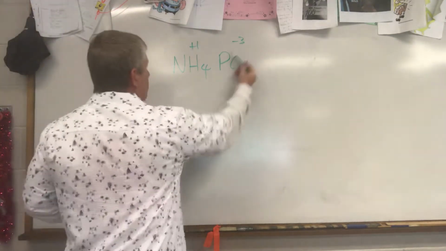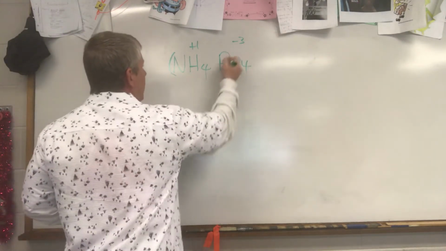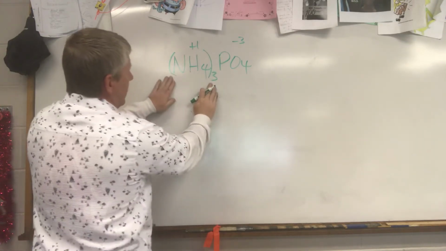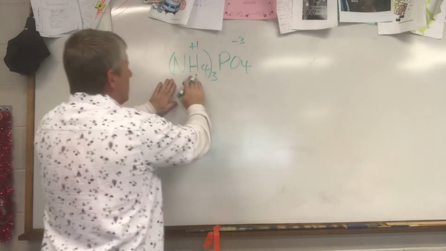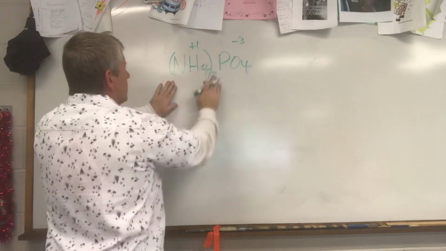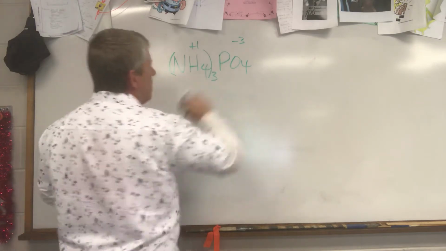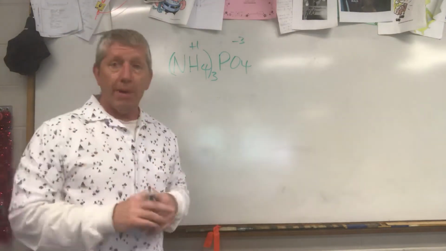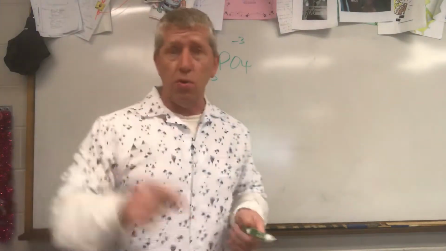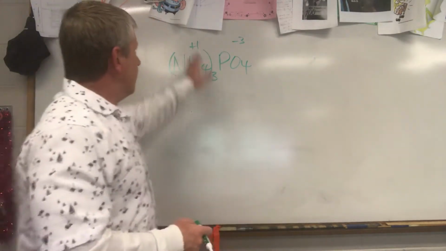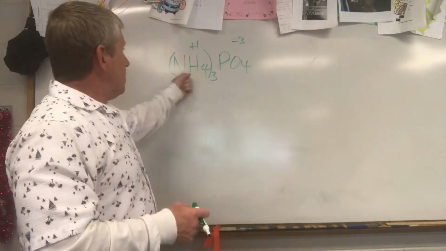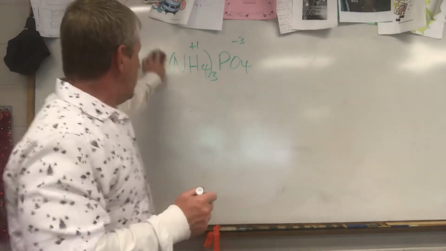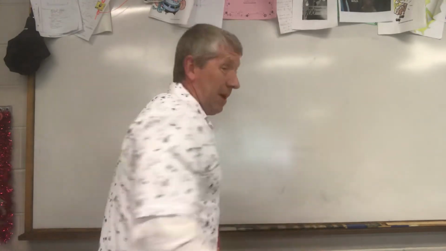So I'm going to have to crisscross my charges. So this time the -3 comes down and goes outside the parentheses for the ammonium. The 1 goes down for the phosphate, but I don't write it, so I don't have to put parentheses around it. You can, it's just, again, people make fun of you at the water cooler when you walk away. So don't put the 1. (NH4)3PO4.